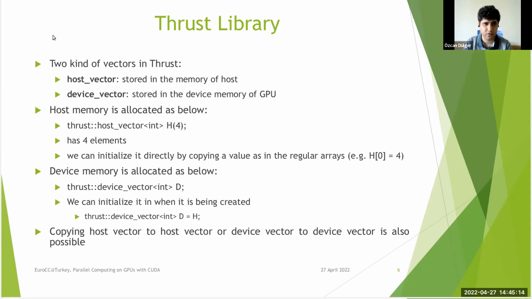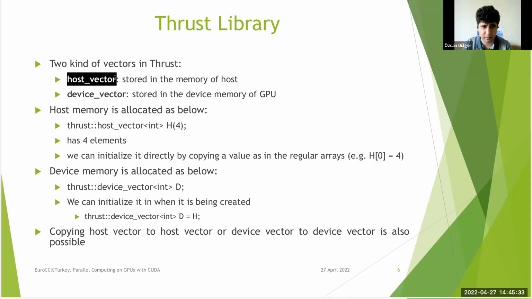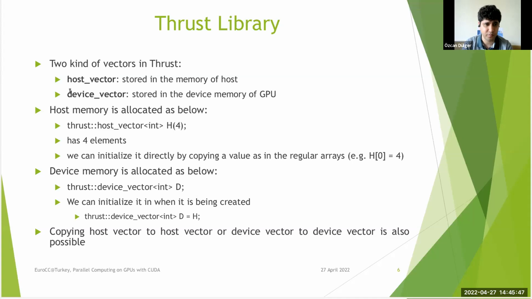Let's start with the concepts of Thrust. Thrust has two kinds of vectors. Host vector, this is used for creating host memory, and the second one is device vector, to store the data in the device memory of the GPU.